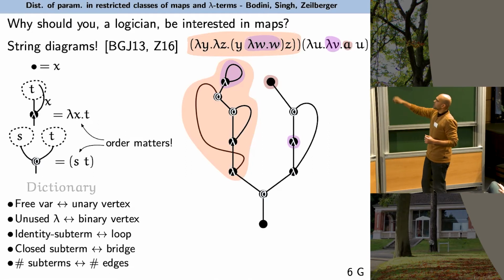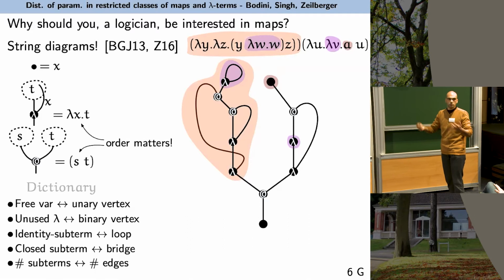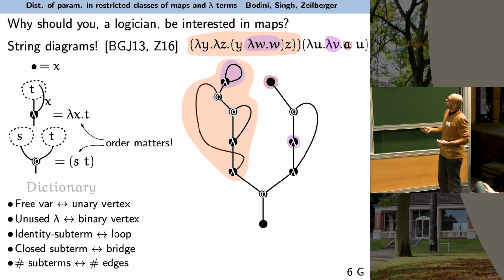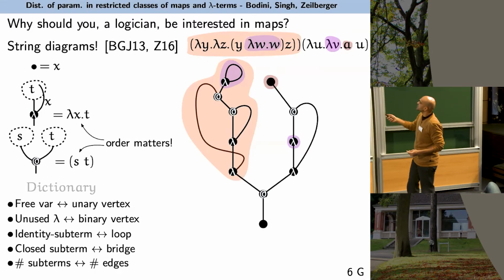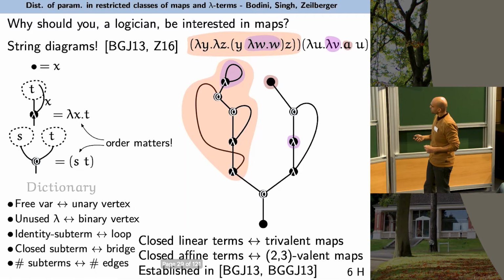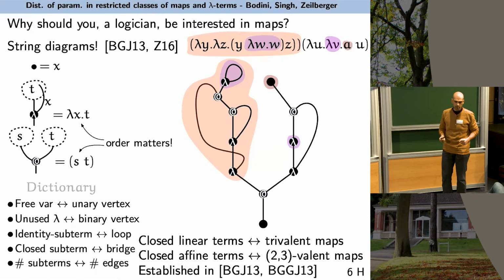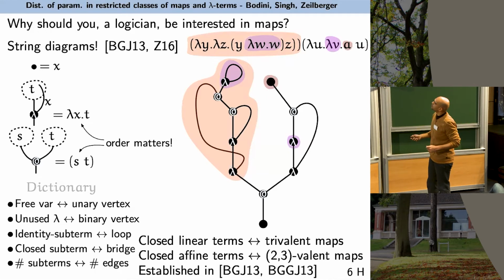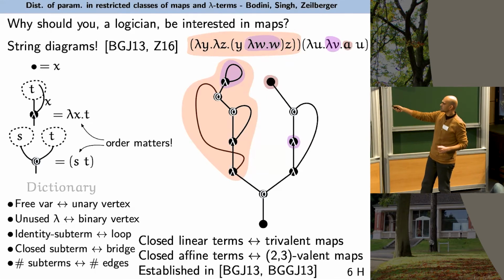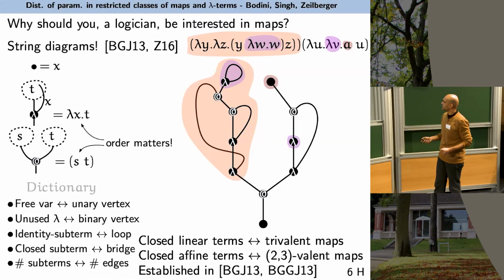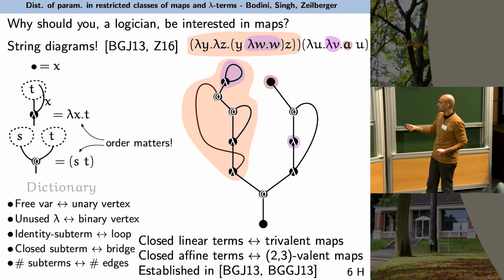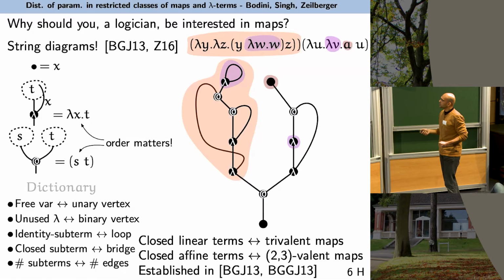And finally, it would be nice to have a notion of size, so we can align these two objects. We talk about combinatorics, so it's always good to have a notion of size on our objects. We can take, for example, the notion of size for maps given by the number of edges, and for lambda terms given by the number of subterms. And this aligns nicely the two notions. The graphs are non-directed, yeah. And so finally, this correspondence is actually a bijection between closed linear lambda terms and trivalent maps, which can be generalized to the case of affine terms. So closed affine terms are in correspondence with trivalent maps, and this has been established in works by Bodini and co-authors.